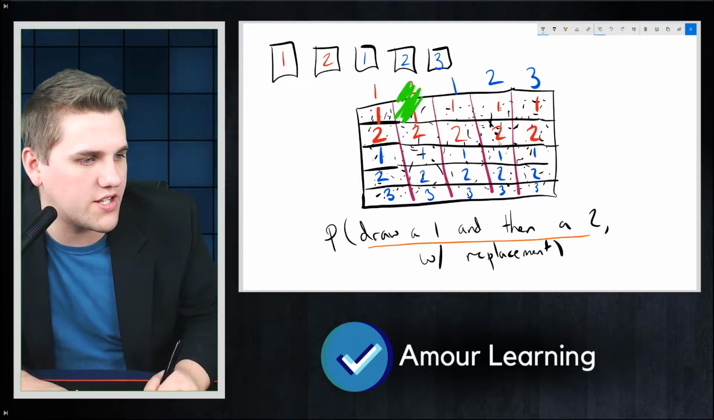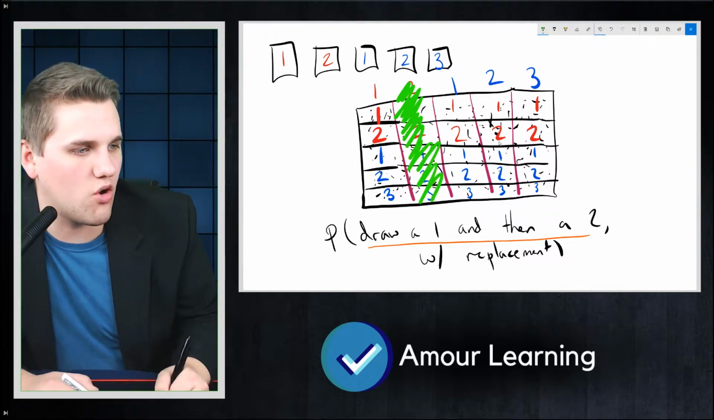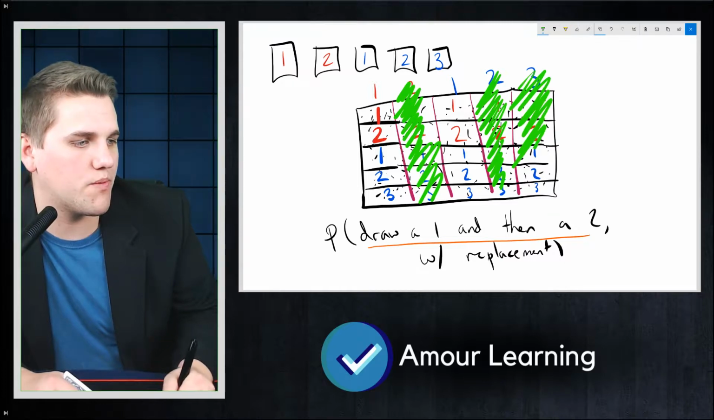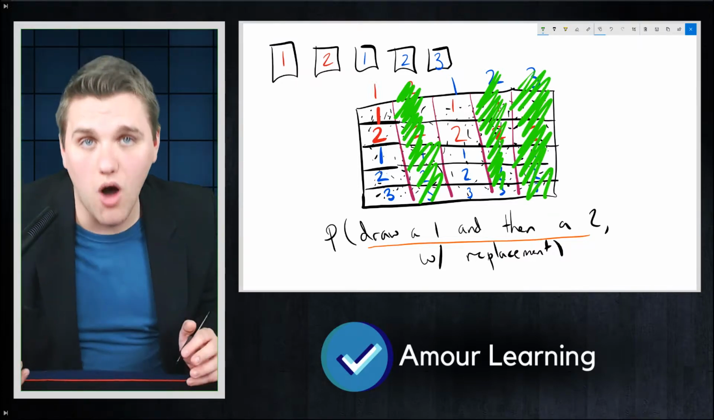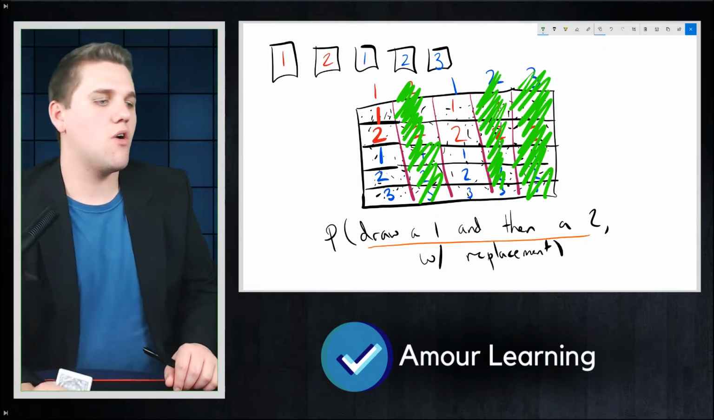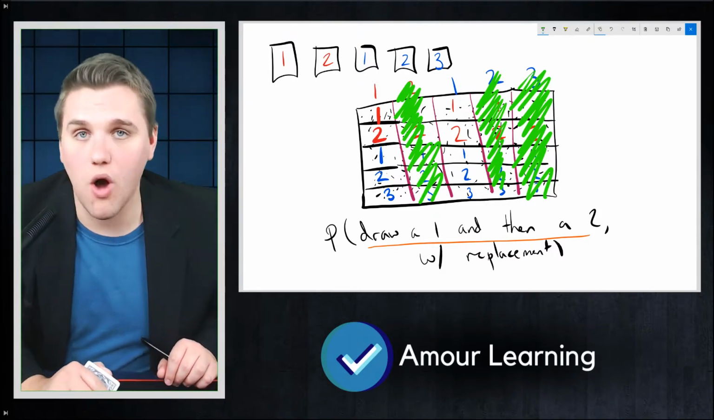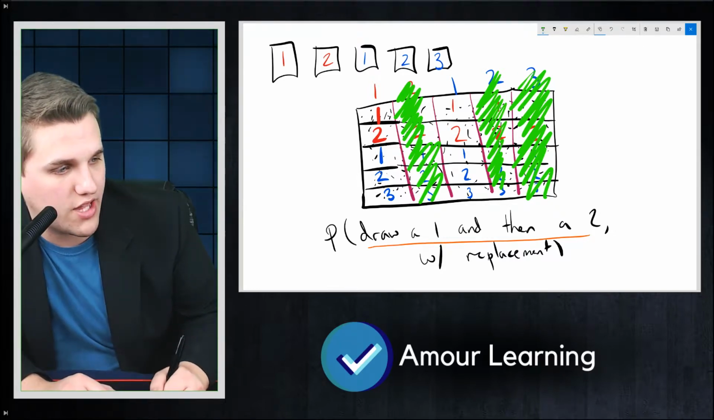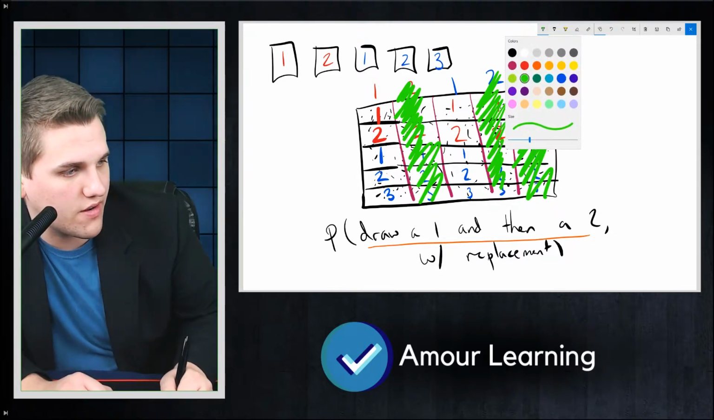So let's ignore this group for a second, because they didn't draw a 1 first. And let's ignore this group. They didn't draw a 1 first. If you didn't draw a 1, then you're automatically eliminated. And now we're going to try to figure out, of the people who drew a 1 first, how many of them drew a 2?